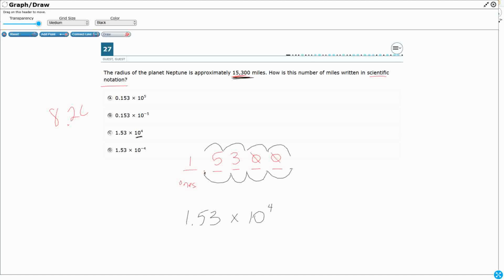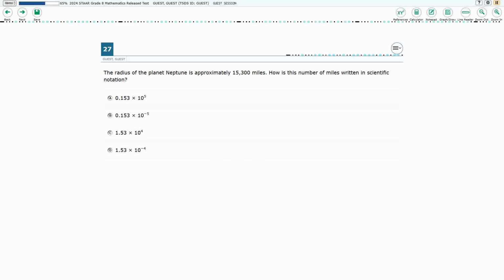If I were to do this, 1.53 times 10 to the negative 4, this is what it would be. 1.53 times 10 to the negative 1, 2, 3, 4. Negative 4 gets you smaller, and that's not what we're looking for. So we had to reverse engineer it to get it to the 1.53. And then it's going to be times 10 to the 4th. Our answer here is C.